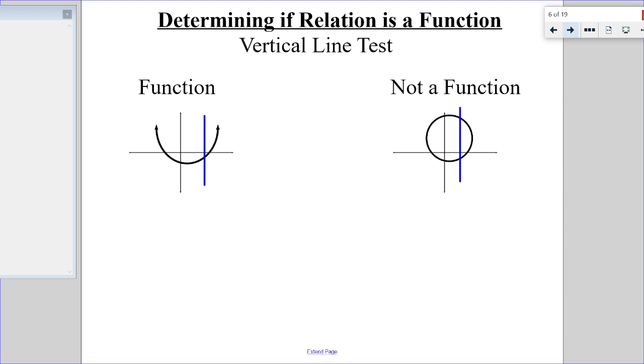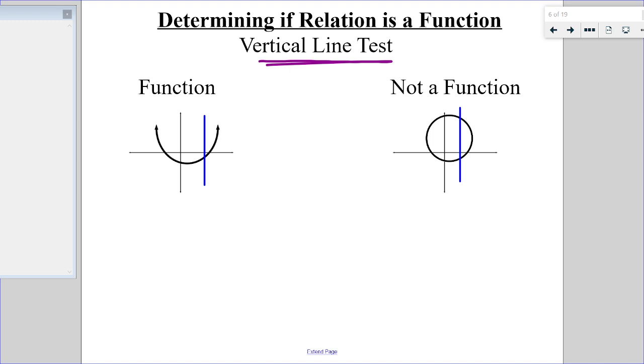So now, what if I have a picture of it? I don't have the equation, I don't have the set of points, but I have a picture of the relation. Am I looking at a function or not a function? And we use this thing that's called your vertical line test. That is a justification, if you have a picture of your relation, as to whether or not you say something is a function or not a function. You say, well, it failed or passed the vertical line test.